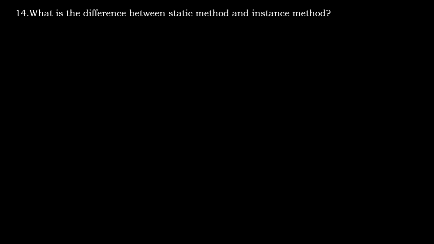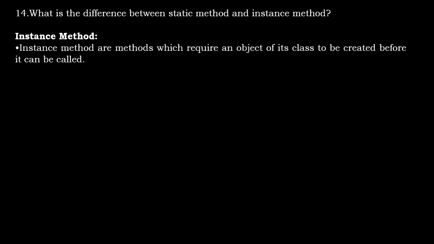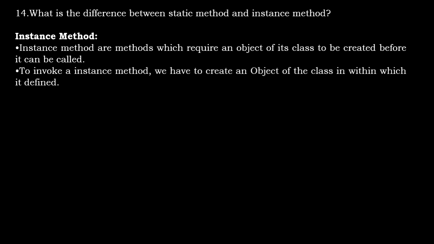What is the difference between a static method and an instance method? Instance methods are the methods which require an object of their class to be created before they are called. To invoke an instance method, we have to create an object of the class within which it is defined. And here is an example. This is an instance method, where it does not have any keyword like static. You can see that public void test is a normal instance method.